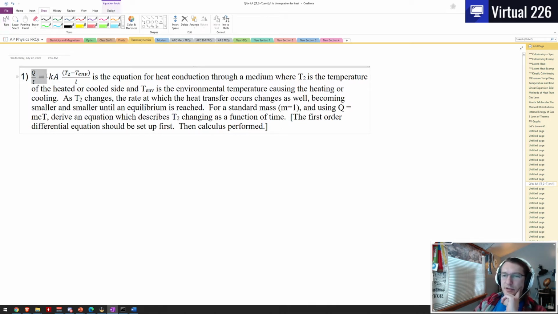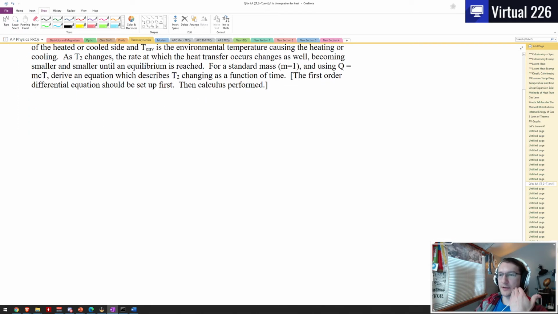What we have here is this equation for heat transfer due to conduction, so two objects touching, where T2 is the temperature of the heated or cool side, and the environment is the other side. They're just two sides. What we need to recognize here is that as the temperature of one of your objects is being heated up or cooled down, the temperature difference is becoming closer and closer. And what's actually going to happen over time is it's going to kind of bottom out.